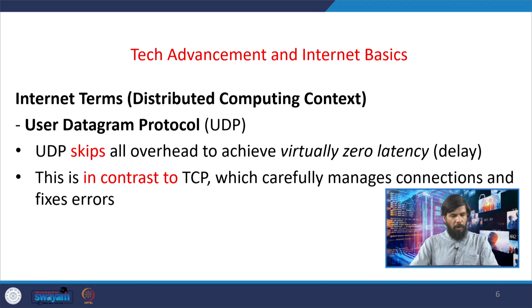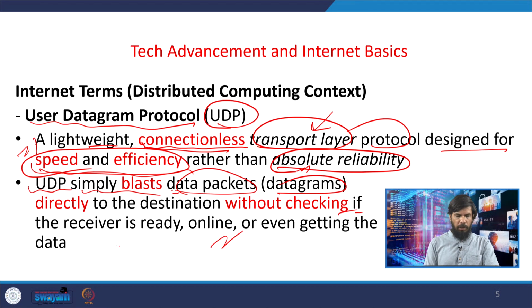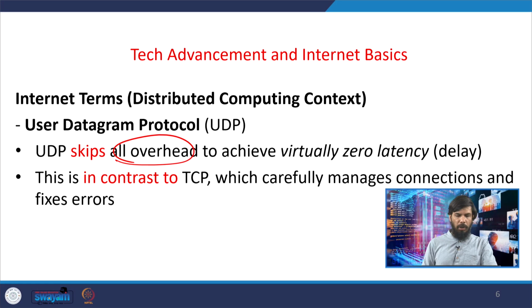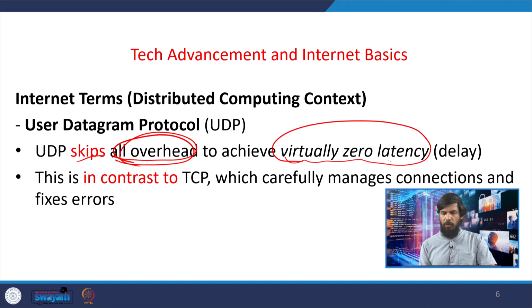UDP skips all overhead, right. Like we said, it's not checking whether the receiver is ready, online, or even getting the data. So there is no handshake, the handshake that we talked about in the TCP case. It doesn't check for that and starts sending the data packets. That makes it fast. But obviously it suits applications which are okay with a bit of loss of data. It skips all overhead, and thereby achieves virtually zero latency. There are applications which actually prefer this.